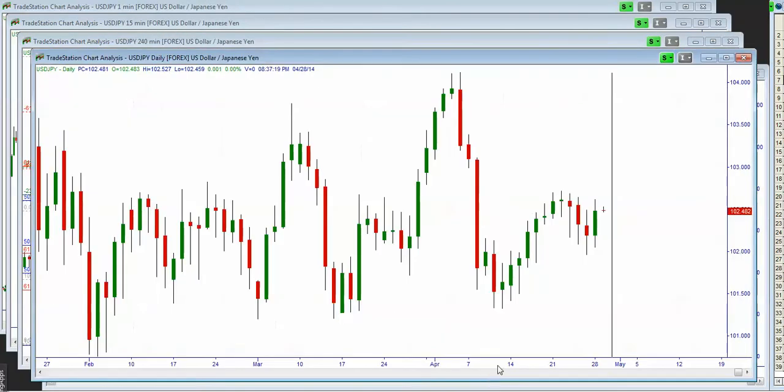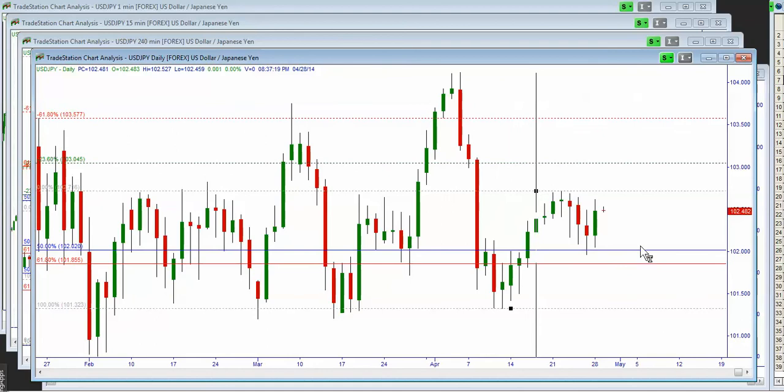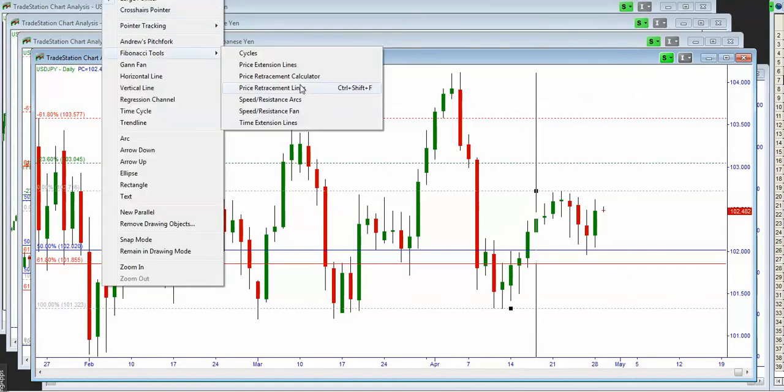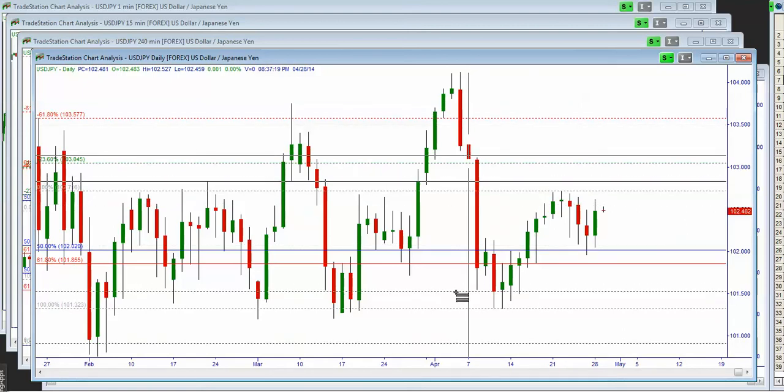Moving to the US dollar versus the Japanese yen, you will remember that I indicated a potential area of support here, and this area of support actually worked, although we were working against another important area of resistance on the daily.